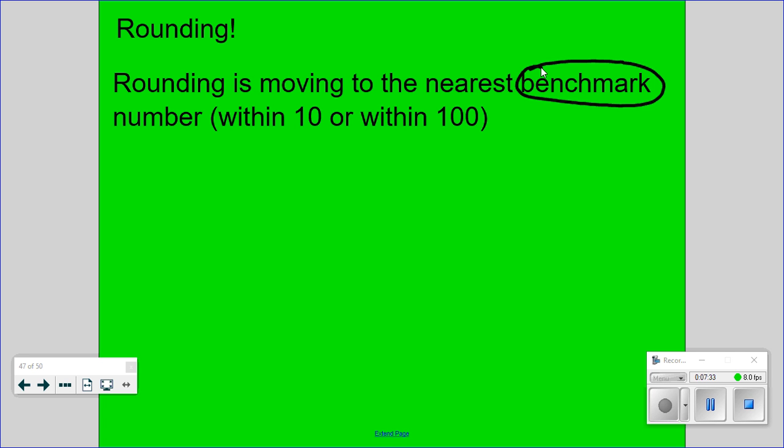Okay, so Dominic just listed several benchmark numbers. Anyone remember what a benchmark number even is? Emma? Easy numbers. They're easy numbers. Easy numbers. That's all a benchmark number is.